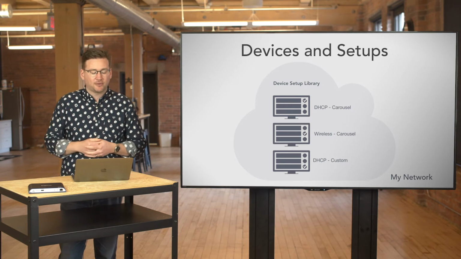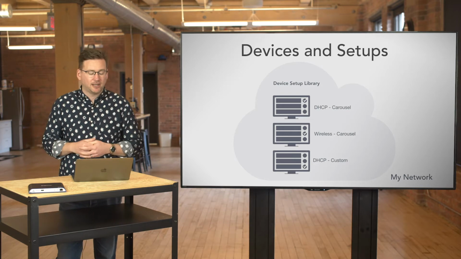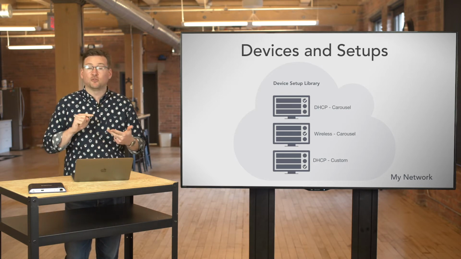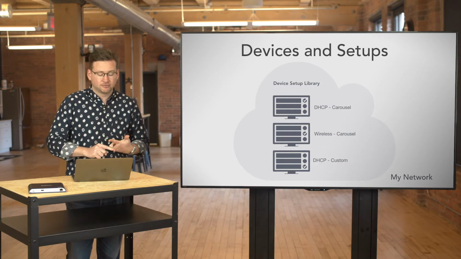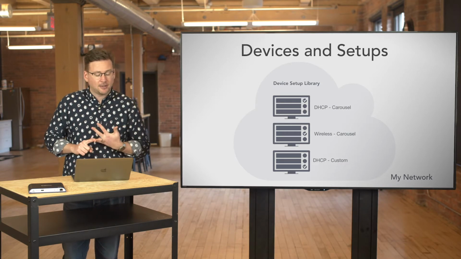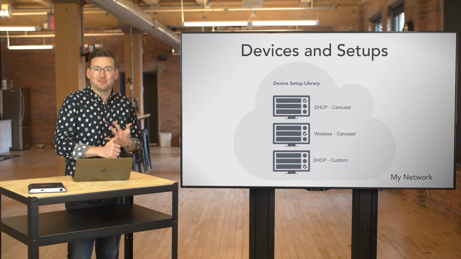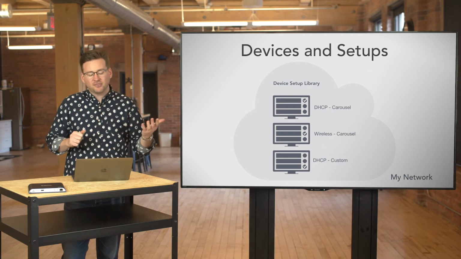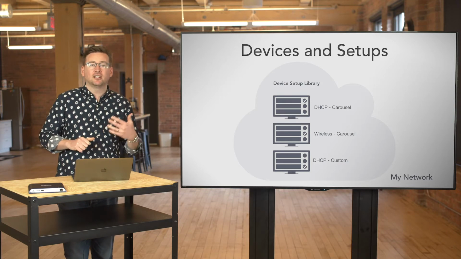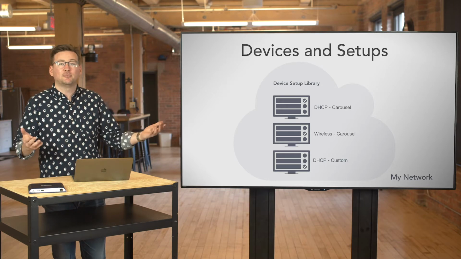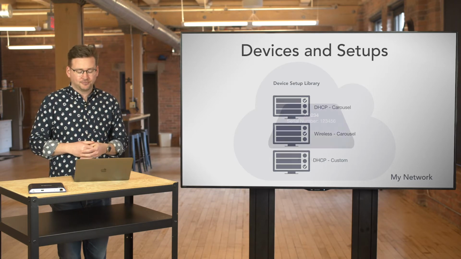So in this case, we have 3 different device setups in our library. We've got one that's configured to use DHCP networking and launch the Carousel Cloud application. We have another setup here that's configured to use wireless networking and deploy the same Carousel Cloud application. And then finally, maybe we have a setup here for DHCP networking to run a custom application that maybe you've built.